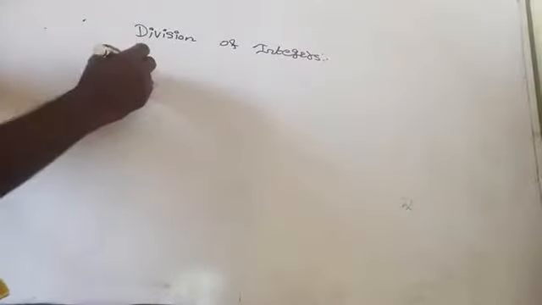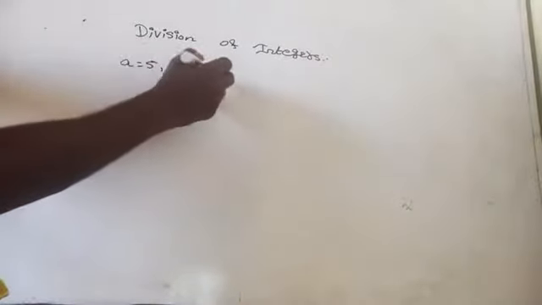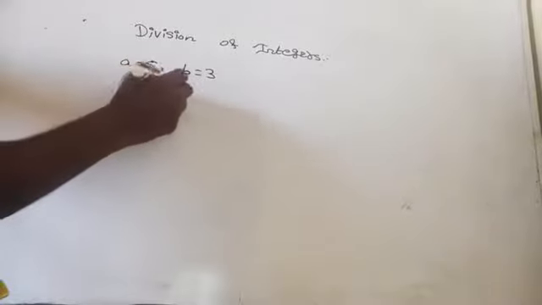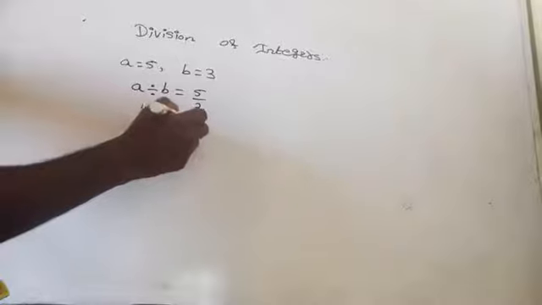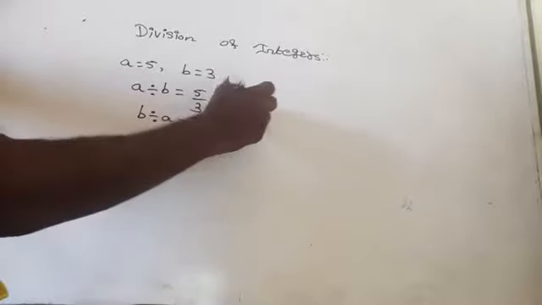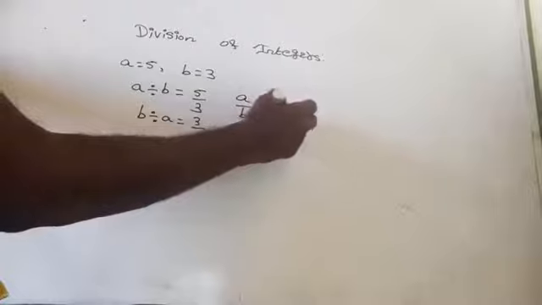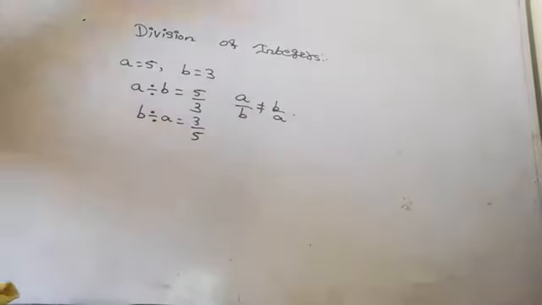Then commutative property. Commutative property is also not true. You can take a equal to 5, b equal to 3. a divided by b is 5 by 3. b divided by a is 3 by 5. So a by b is not equal to b by a. Therefore commutative property is also not true under division of integers.